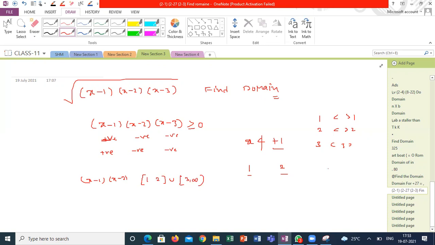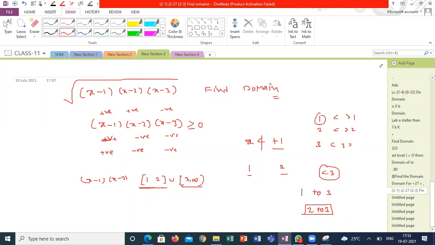Now the next point is 3. If I am taking less than 3, it means 1 to 2, 1 to 3 or 2 to 3, because 1 to 2 I already explained here. If I am taking 2 to 3, more than 2, this is positive, and this is negative. So it is not valid. Between 2 to 3, it is not valid. And if it is greater than 3, all are positive. So it is valid. So the values must be between 1 to 2 and 3 to infinity.